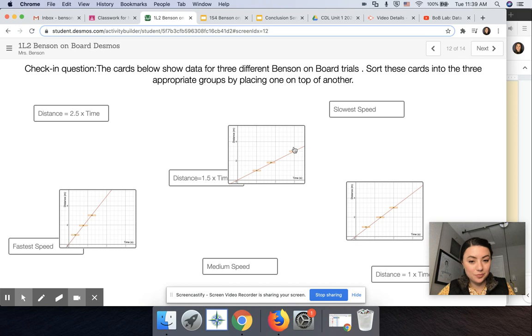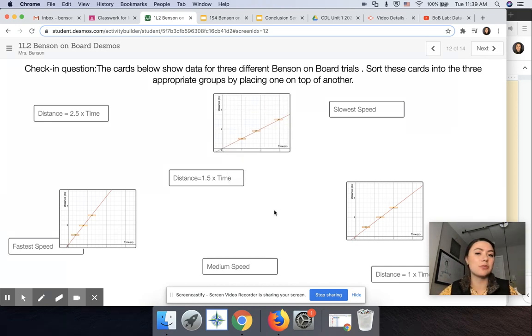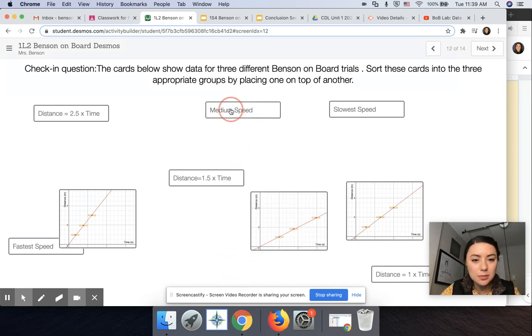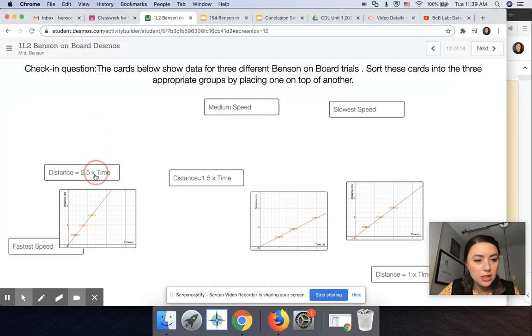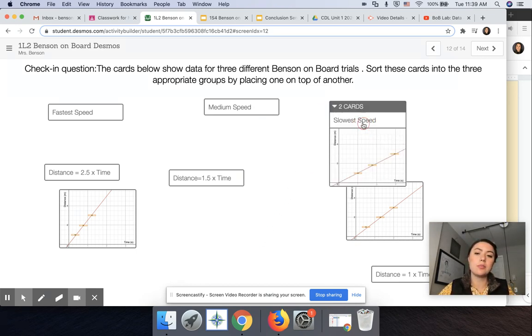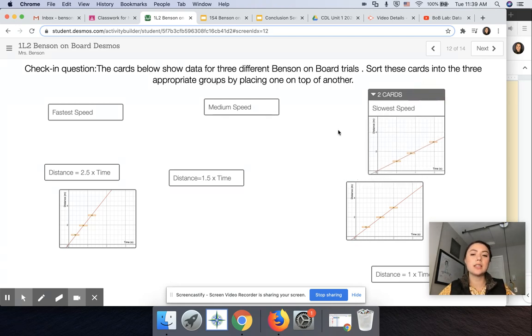On this slide, I'm not going to spend a lot of time here because this doesn't relate directly to our data, but you are supposed to figure out which of these graphs and equations correspond to a medium speed push, a slow speed push, and a fast speed push. If we look at this graph, our line is pretty flat, it doesn't have a really steep slope. So you might say, okay, I think that's the slowest. All you need to do is drag and then put it on the other one. So you're going to sort the rest of them into these 3 categories.